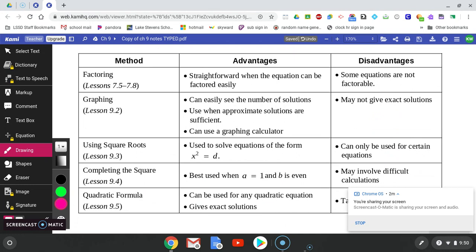So we've learned several methods. We've learned factoring. This was a really straightforward way when it was easily factorable. But some equations weren't factorable. Didn't mean there was no solutions, means we couldn't factor. We learned how to graph it. This was great to visually help us see how many solutions there are. It's great when you're using a graphing calculator and when the numbers are exact whole number answers. It was less accurate, though, if it was an approximate answer, but sometimes an approximate answer is good enough. So downfall: it doesn't always give the exact solution. We can't always find the exact place.